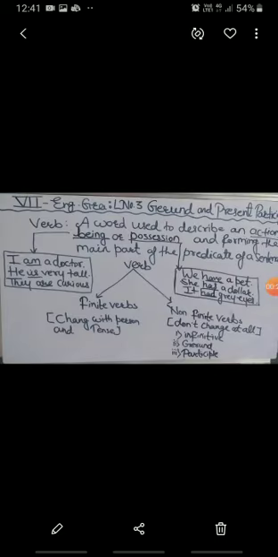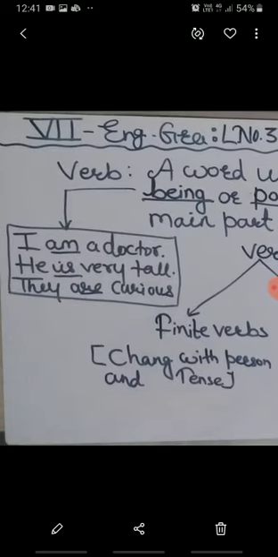A verb is a word used to describe an action, state of being or possession, and it forms the main part of the predicate of a sentence. First we will see some examples of state of being. I am a doctor. He is very tall. They are curious. Here am, is, are show the state of being. So these are the verbs of state of being.